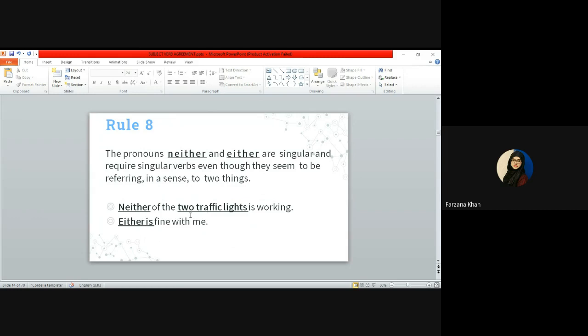So here you can see in the example, neither of the two traffic lights is working. So is a verb which has been used according to the pronoun, which is the subject and is considered singular, not according to two traffic lights. Well, neither of the two traffic lights is working. In another example, you can see either is fine with me. Again, the verb has been used keeping in mind the pronoun either. So neither and either require a singular verb in a sentence.